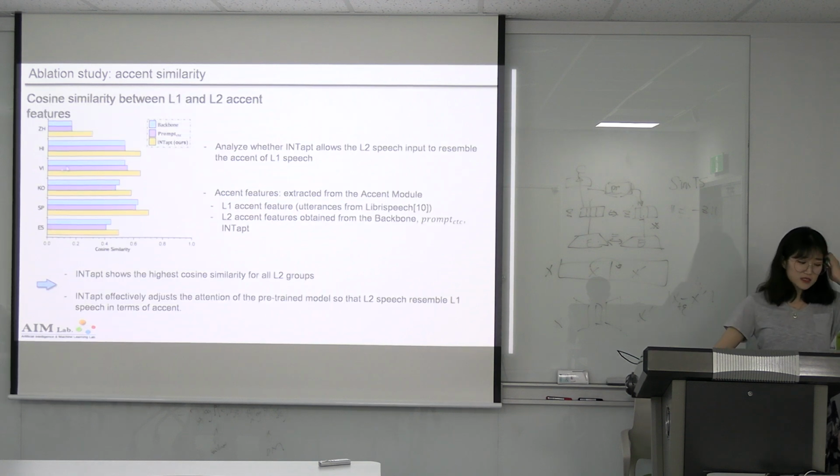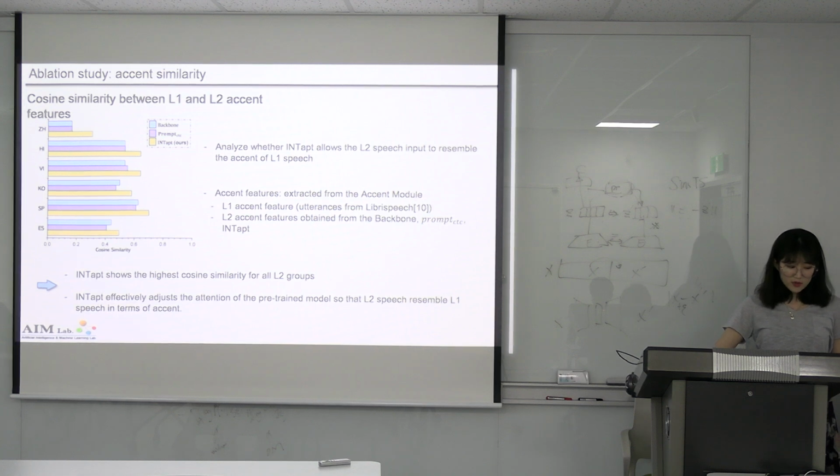And using this accent module, whose effect was confirmed in the previous ablation study, we checked whether the accent feature of the non-native speaker's utterance and that of the native speaker are similar through INTapt. Blue represents the similarity of the accent feature between L1 and L2 speech when no prompt is attached. The purple one is the similarity when the prompt CTC method is used, and the yellow one is the similarity with the L2 accent feature obtained by the prompt generator of our method. As you can see, the yellow shows the highest similarity in all cases. That confirms that INTapt can effectively make the model recognize accents in non-native speakers' utterances as similar to native speakers' utterances.